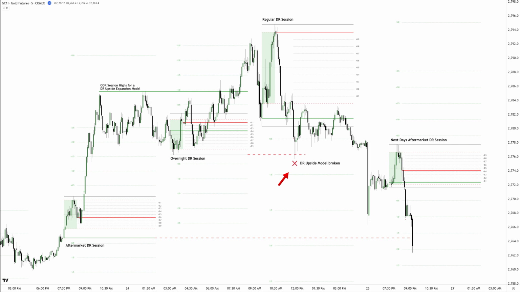Later, the DR upside model broke in the regular DR session, and price eventually dropped below the aftermarket DR session the following day. A great example of a clean DR trade setup that followed the basic DR principles before the larger structure shifted.